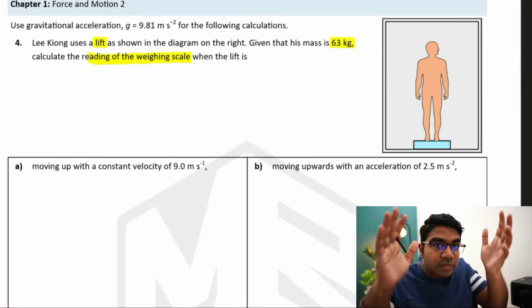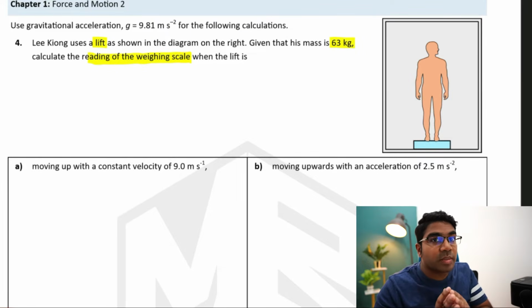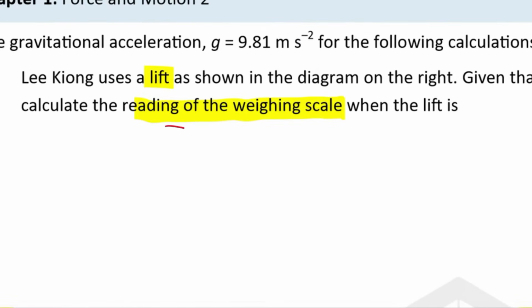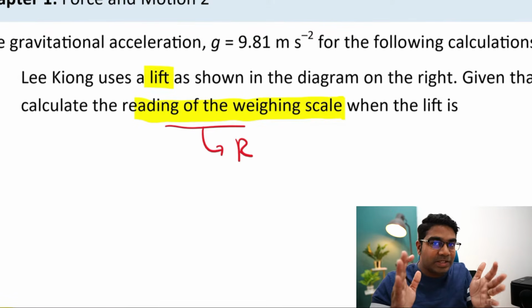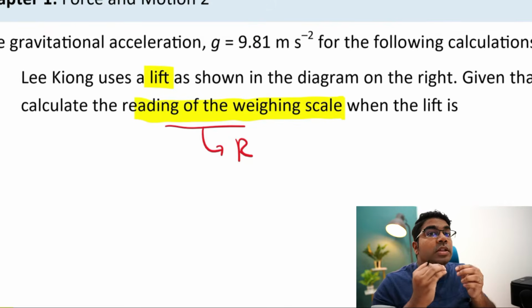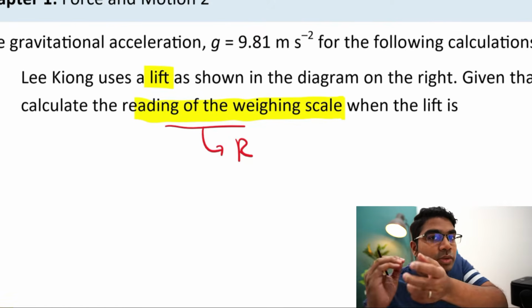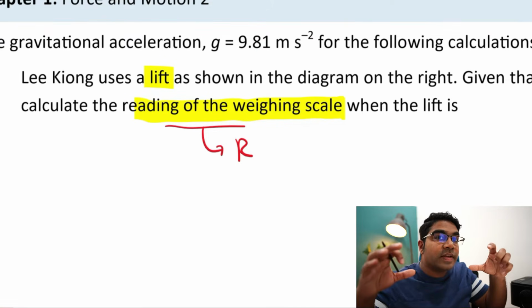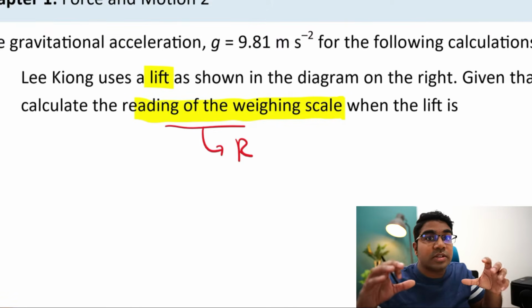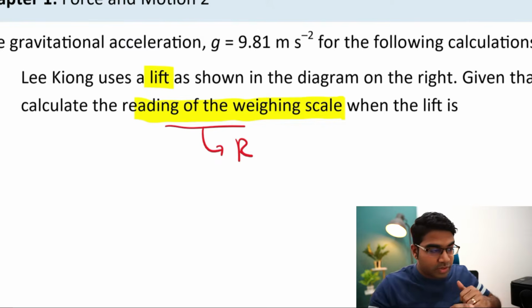The reading that we see on a weighing scale is not actually a measure of the weight of the person. It is in fact a reading of the normal reaction, not the weight. In a situation where a person is standing stationary on the weighing scale, the normal reaction is equal to the weight, and therefore we can say that the reading on the scale is reflective of the weight. However, it is not actually measuring the weight. Let's try the question here.